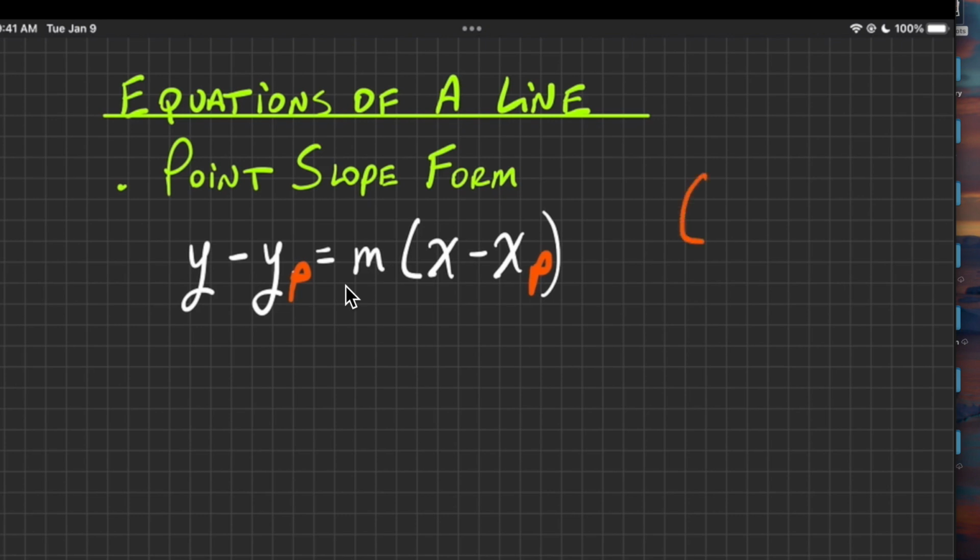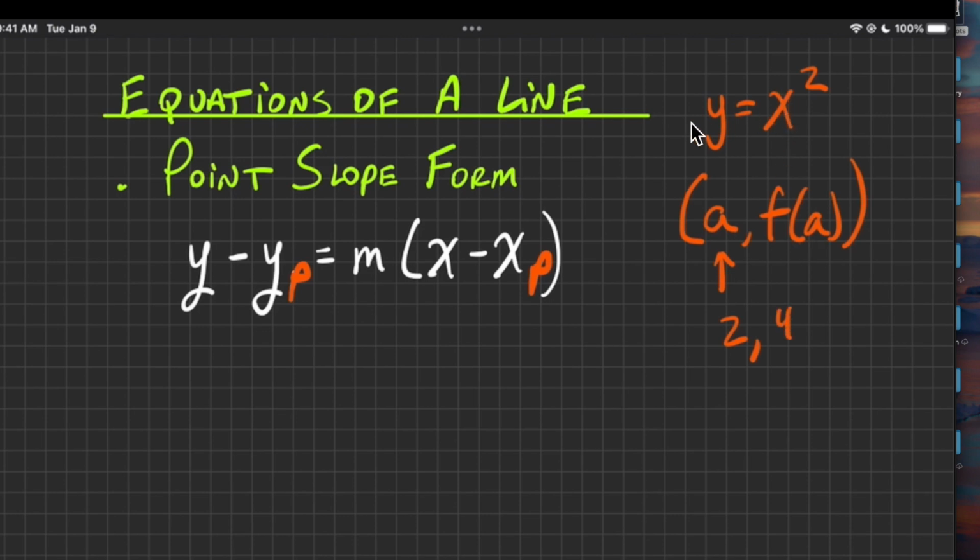You're going to have the a value, the easy a value that you pick, and you're going to have f of a, which is going to be easy because you're going to pick an a value that's easy to get f of a. So for example, if your working function was y equals x squared, we're going to pick a equals 2, and your f of a, when you plug in 2, you get 2 squared, which is 4. We're going to have a point. You're going to pick a point in essence.